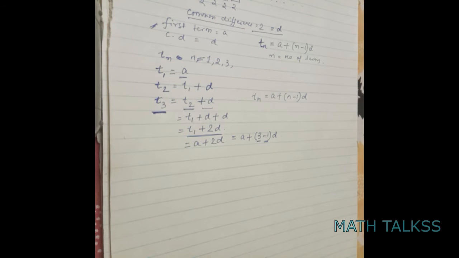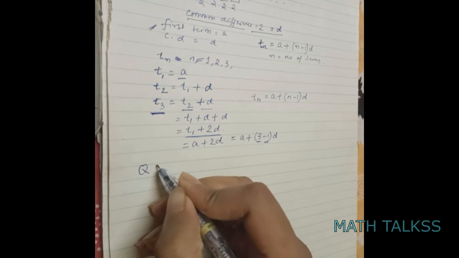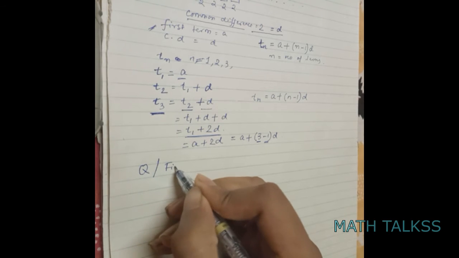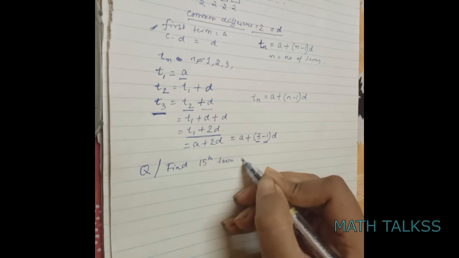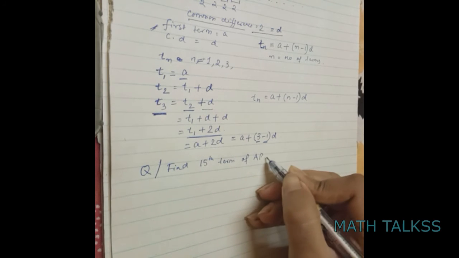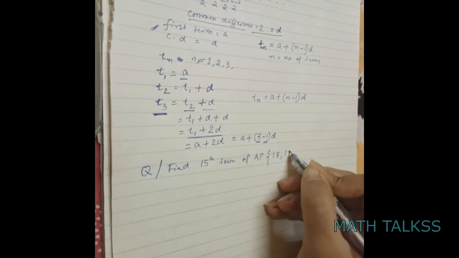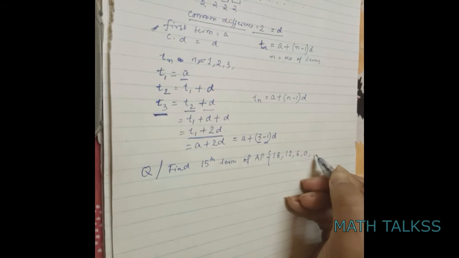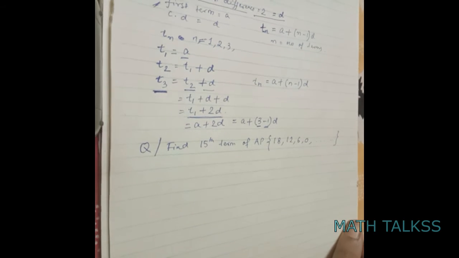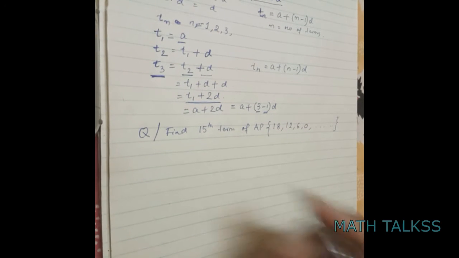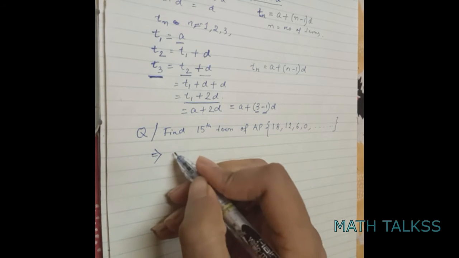Let us understand it by taking a question. Find the 15th term of an AP which is given as 18, 12, 6, 0, and so on. We are asked to find the 15th term. Let us first find the first term.